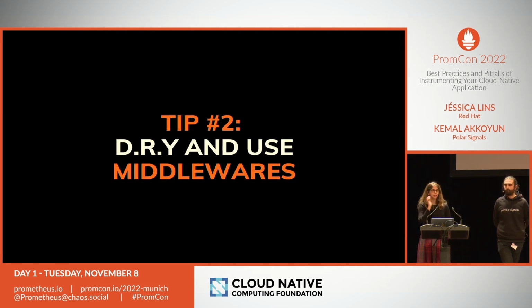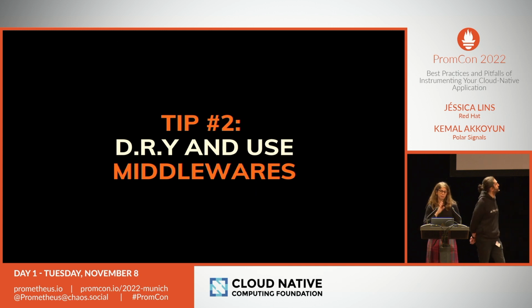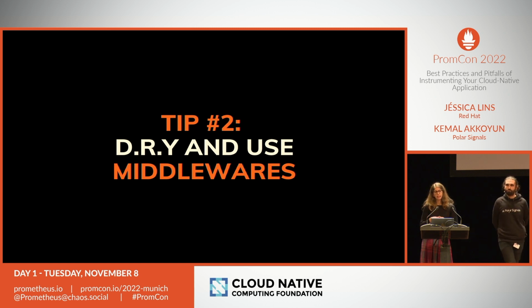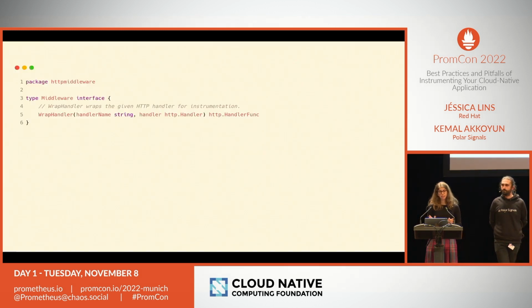Cool, so our second tip is to not repeat yourself and use middlewares. What do we mean by that? With middlewares, you can wrap your handlers, like your HTTP handler, for example, and then add to your middleware the metrics that you want to expose. With this, you also achieve auto-instrumentation, right? So let's see an example.